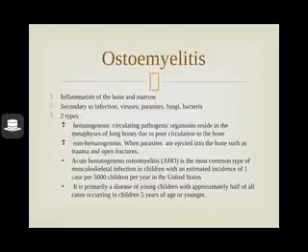Acute hematogenous osteomyelitis is the most common type of musculoskeletal infection in children, with an estimated incidence of 1 case per 5,000 children per year in the United States. It is primarily a disease of young children, with approximately half of all cases occurring in children 5 years of age or younger.